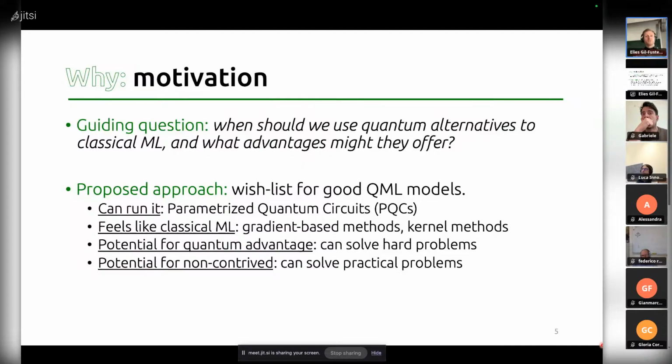Now, me personally, what I've been trying to answer is a very related question, but a bit more concrete. And it's precisely, when should we use quantum alternatives to classical machine learning, and what advantages might they offer? So the way I approach this, instead of tackling the whole problem at once and just saying, look, this is quantum ChatGPT, it will do everything you want, I like to still formally, but come from the bottom up, top down.